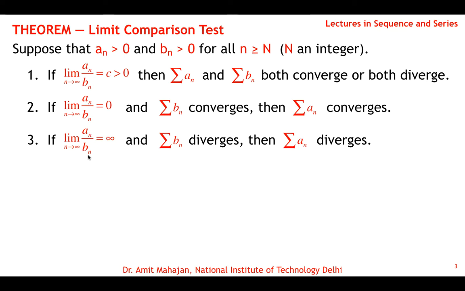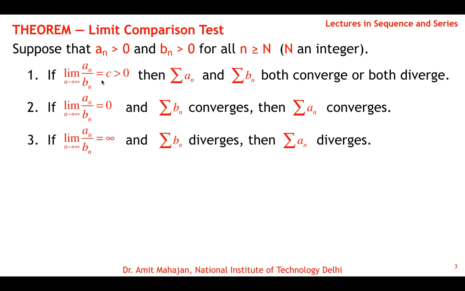Similarly, if the ratio becomes infinite when n goes large and series bn diverges, then this series an also diverges. But if you get infinity as the limit and series bn is convergent, then this test does not tell us anything. So we have to use the test exactly as it is written. We'll now prove this.